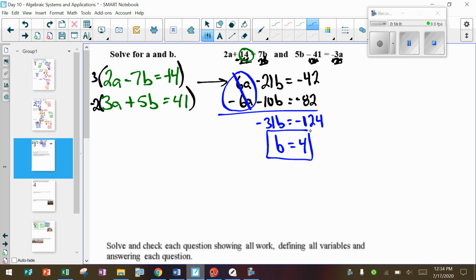Now that I know that b is 4, choose one of the original equations to use that b value of 4. And solve for a.